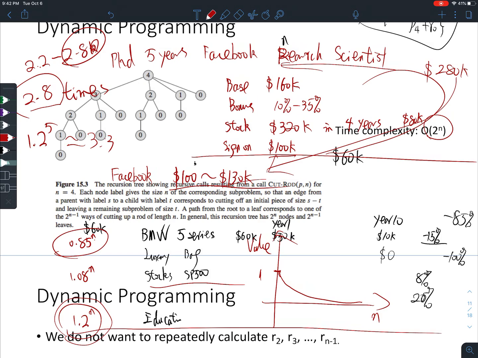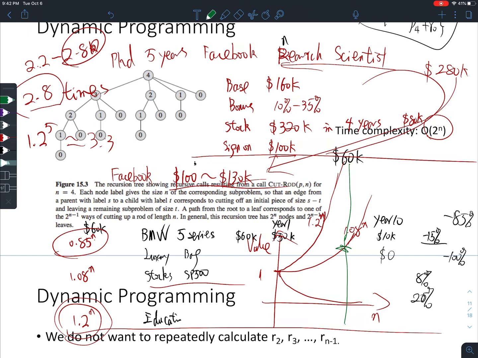So I'm going to draw this picture. This is 1.08 to the power n, and this is going to be 1.2 to the power n. So as time goes by, the difference between these three choices is going to be extremely large. The gap between them is only going to be wider and wider and wider.